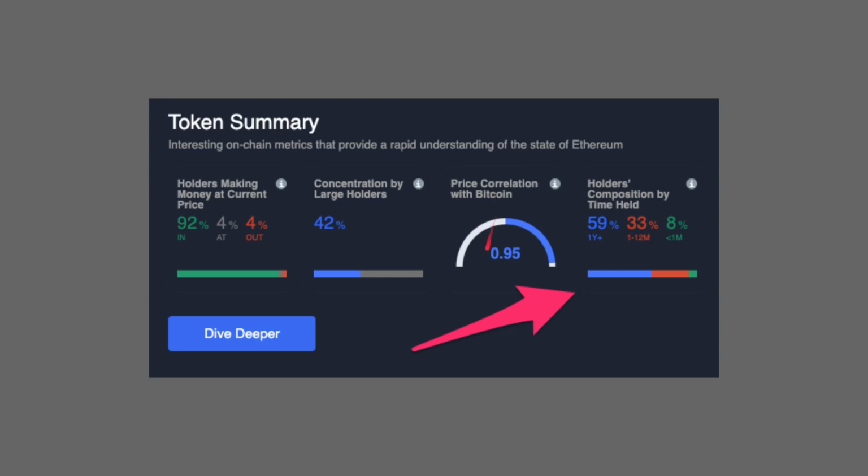Price correlation with Bitcoin, 0.95. So this is highly correlated. This could be something like Ethereum, which is highly correlated with Bitcoin. And then the holders' composition by time held. So in this particular case, we see 59% have held this token for a year or longer, 33% have held for 1 to 12 months, and then 8% have held for less than a month.